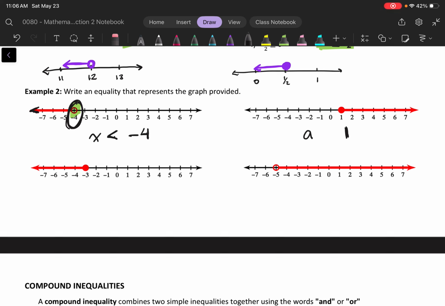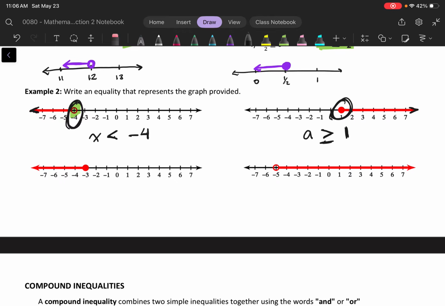I'm going to then look at my arrow. Since I'm writing this in standard form, I'm having this arrow pointing to the right. So my inequality will be a greater than. Also, I can confirm because all of the numbers 2, 3, 4, 5, 6, etc. are greater than 1. And then I look at my dot. It is a closed circle, which means I will have an or equal to portion at the bottom.